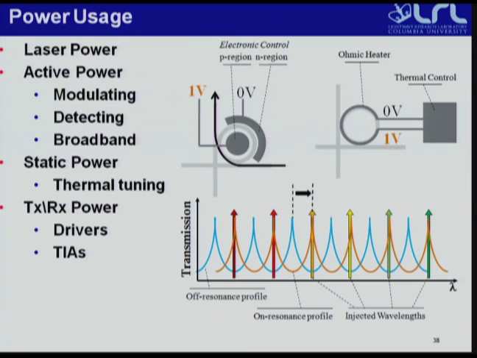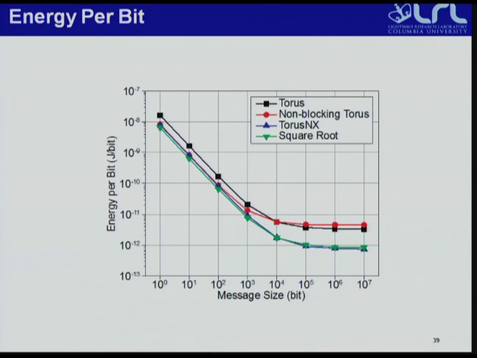Finally, if we look at power, we've had a lot of talk about energy per bit and power, so I won't belabor this, but we basically have laser power, the active power from injecting carriers into the ring to shift its resonance, static power, obviously thermal tuning power, and our transceiver power from drivers and TIAs.